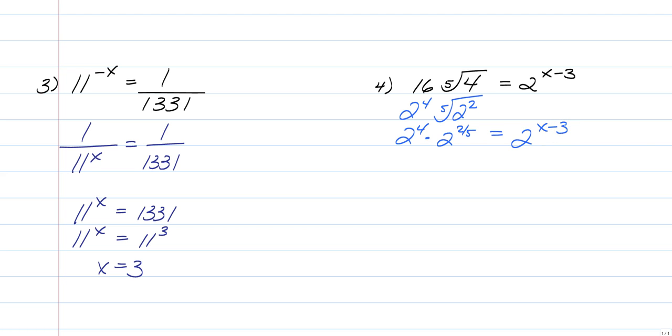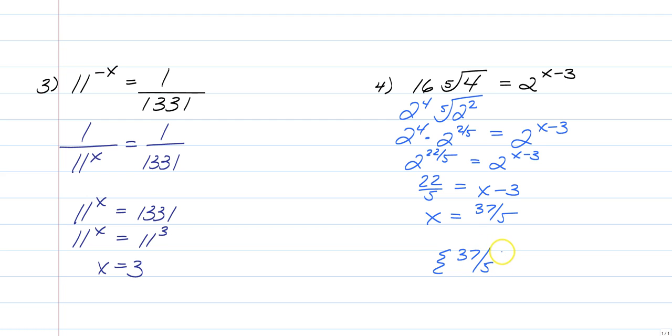Now since we have the same base, whenever you're multiplying, you add the exponents. So 4 would actually be 20/5 plus 2/5 would be 2 to the 22/5 is equal to 2 to the x minus 3. Again, we have the same base, so now we can just take 22/5 and set that equal to x minus 3. If we add 3 to both sides, x is going to be equal to 37/5. Again, if asked for in set notation, we have 37/5.